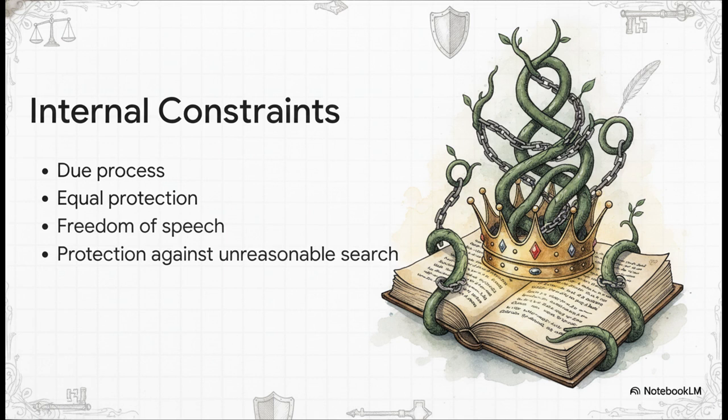We're talking due process, equal protection, and eventually freedom of speech and protection against unreasonable searches. These specific guarantees literally embedded moral accountability into the system itself. It made sure that authority was treated as a public trust, not just some arbitrary violent force.